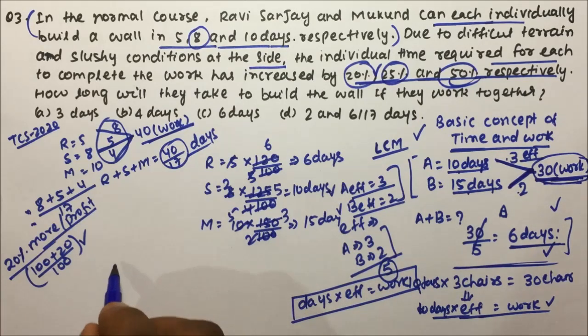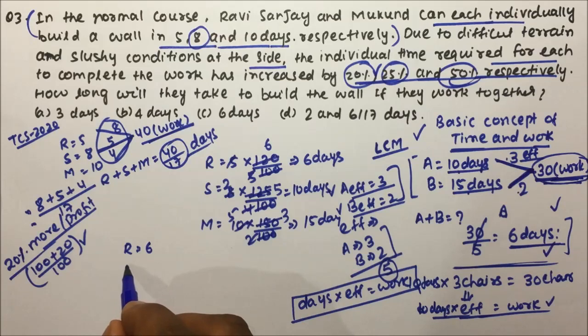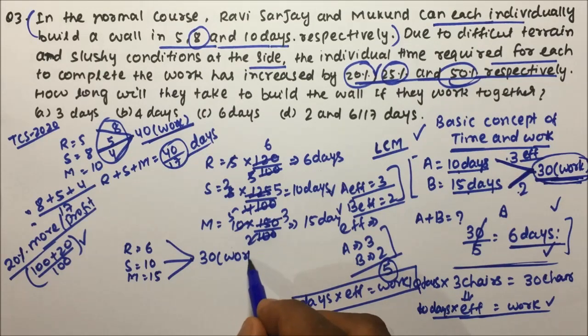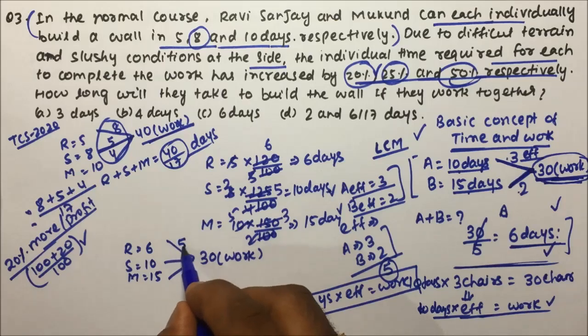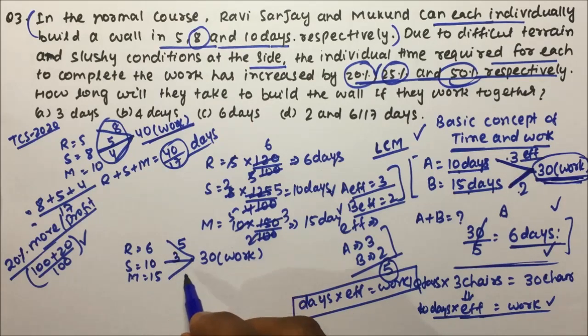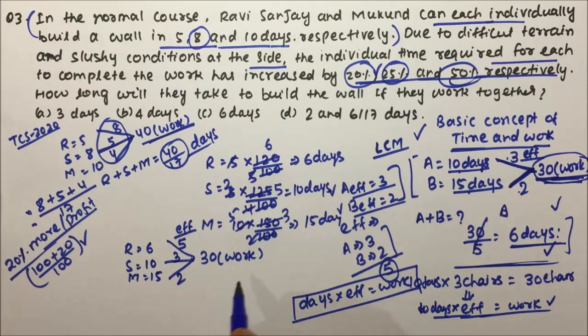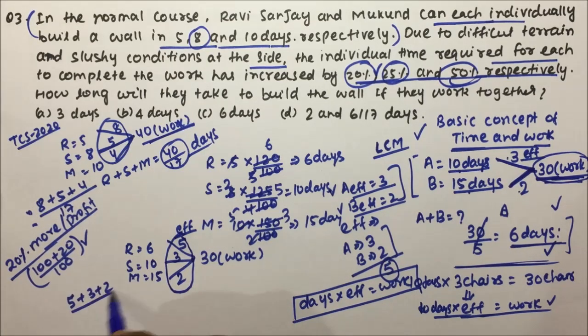Now you can see friends here, Ravi will be taking 6 days, Sanjay will be taking 10 days and Mukund will be taking 15 days. Now you have to take LCM. So LCM you can take 30, or you can assume a number which is divisible by all three. Now 30 you divide by 6, 5 times, 30 you divide by 10, 3 times, 30 you divide by 15, 2 times. This becomes our efficiency. So Ravi, Sanjay and Mukund will be able to do 5 plus 3 plus 2, that means total 10 work in a day.